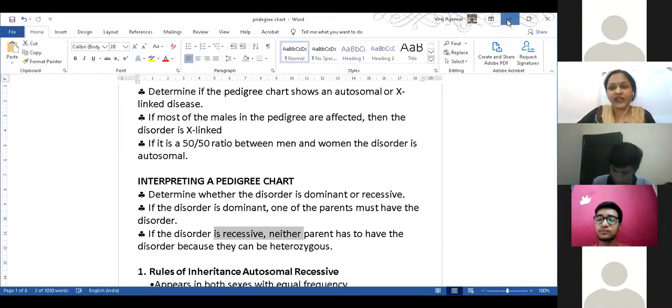Okay. So pedigree analysis. Everybody has understood the pedigree analysis. Okay. Pedigree analysis is clear to everybody. How do we analyze a pedigree chart? This is clear. Fine. Is it clear?